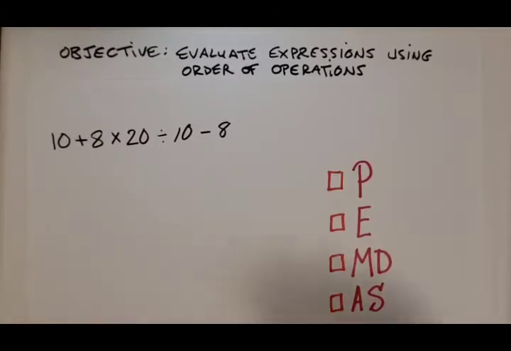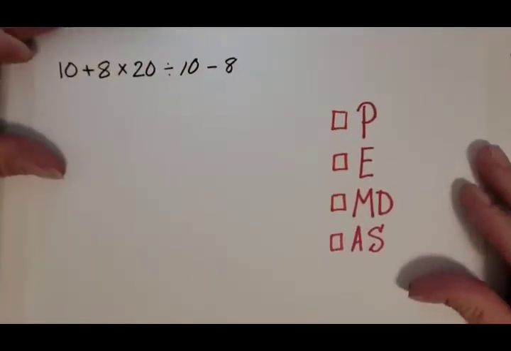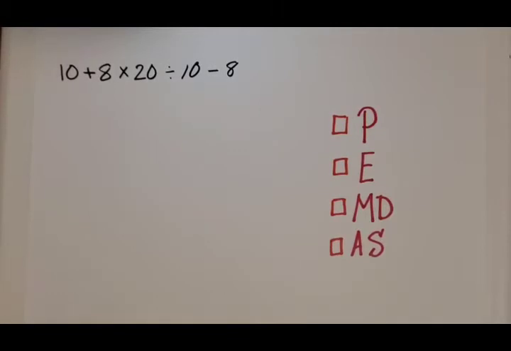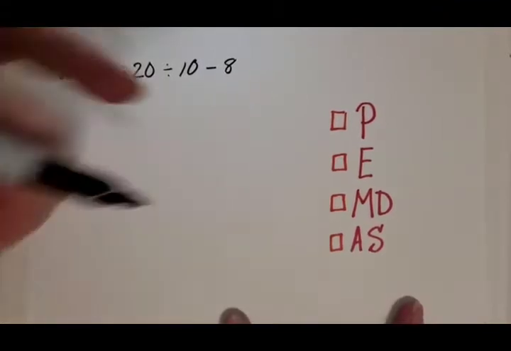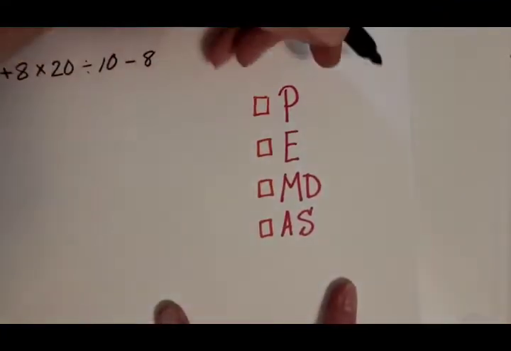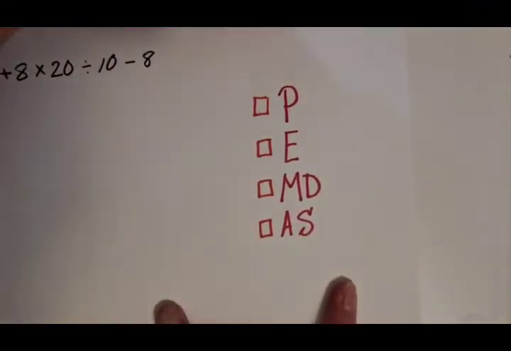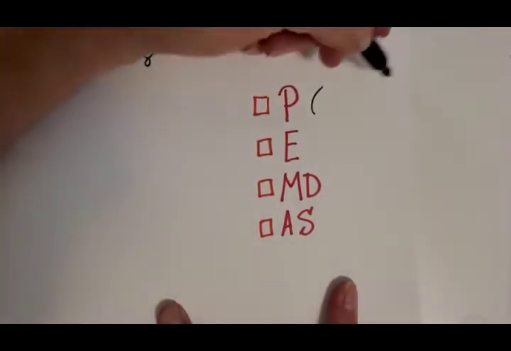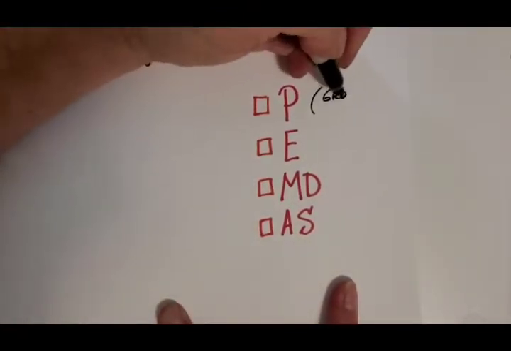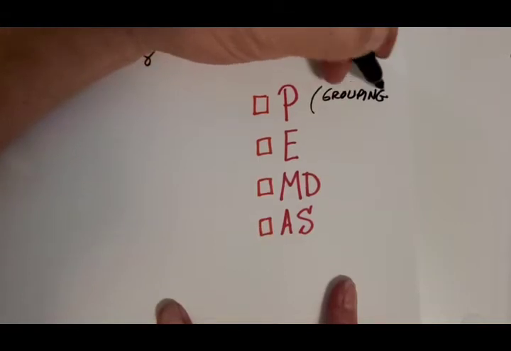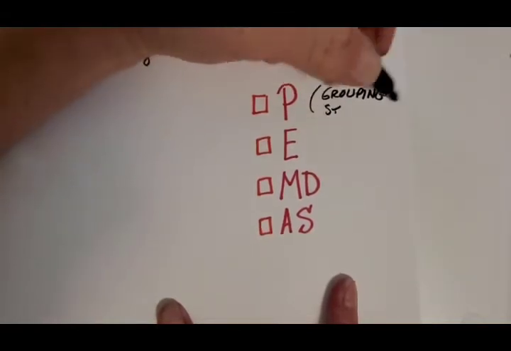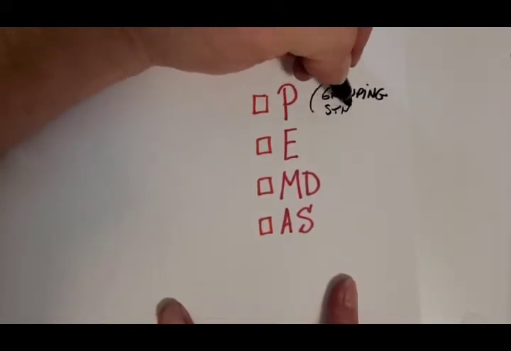Okay? Alright, so I'm going to just move this up a little bit. Well, the order of operations could be remembered by this mnemonic. It's nothing new. You've heard it before. PEMDAS. Okay? And the P in PEMDAS stands for parentheses. It pretty much means grouping symbols. So any kind of a grouping symbol within an expression would get attention first.